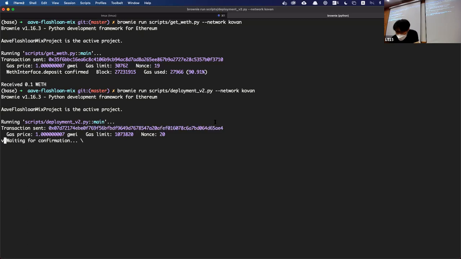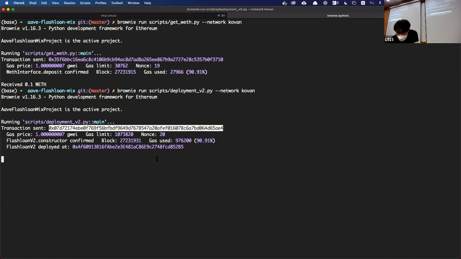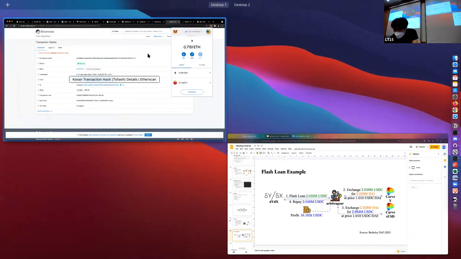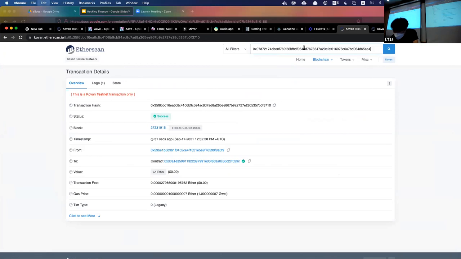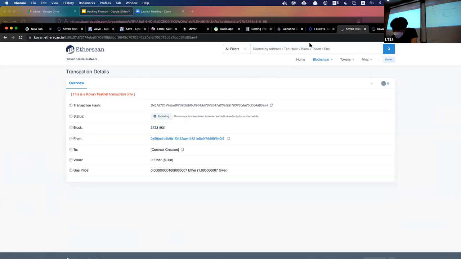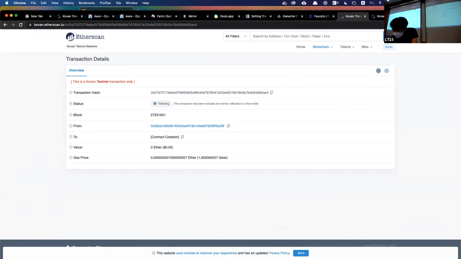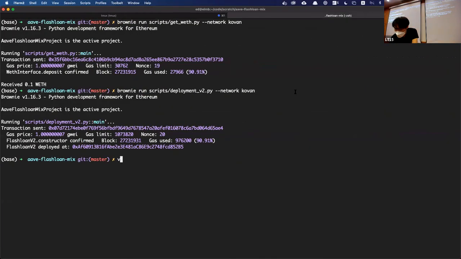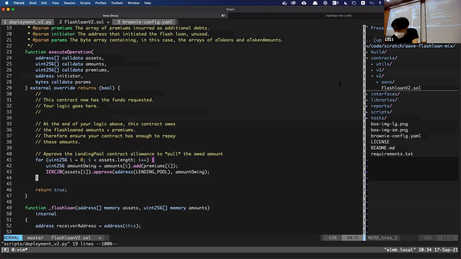So this transaction has actually been confirmed, and this is the contract address that the new smart contract is being deployed in. To really look through that, I can show you how it looks on chain. So again, we just paste the transaction link here, and you can just verify over time. I'm just going to skip into the next part, which is to run the actual flash loan.